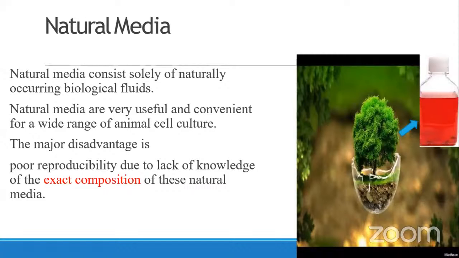So what is natural media? Natural media consists of all naturally occurring biological fluids. It is very useful and convenient for animal cell culture because they are natural, so the cells will easily get adjusted in the media. But there is a disadvantage because we don't know the exact composition of the natural media. As I told you for serum, you don't know how much amino acids are there, what is the quantity, or how much carbohydrates are there. We don't know exactly the composition, so the reproducibility can be affected.